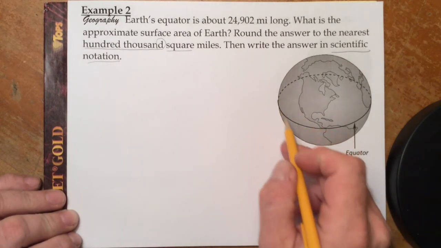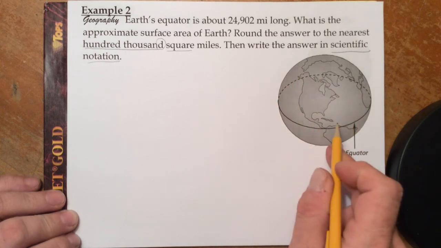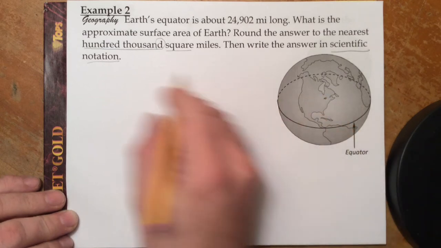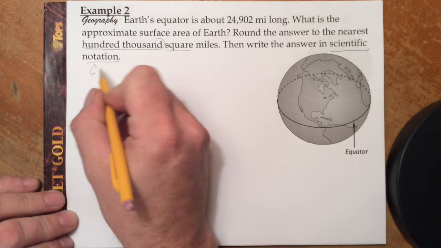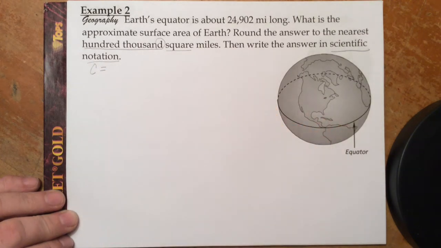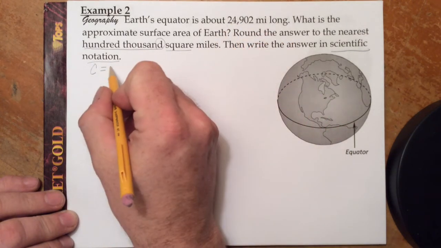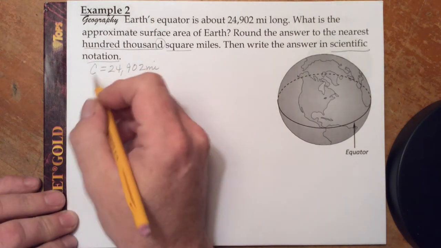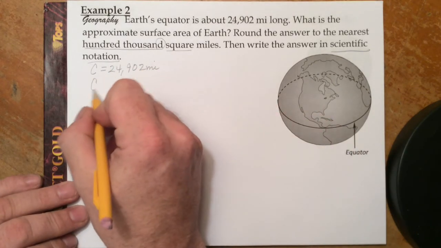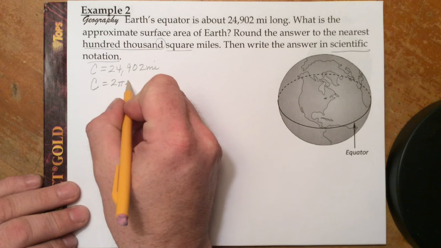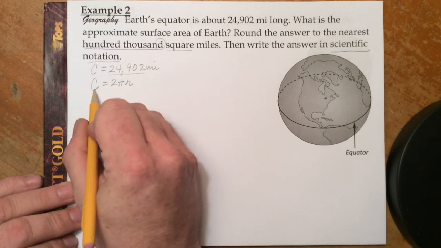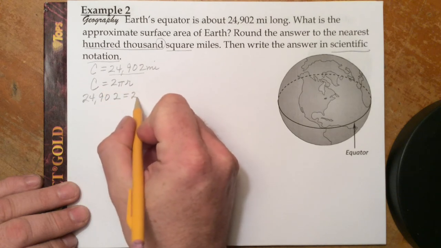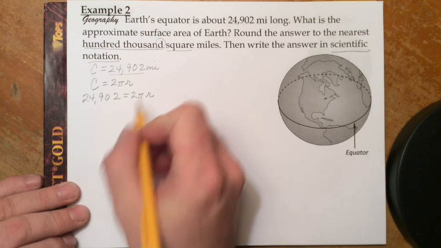So the equator represents a certain type of measurement on a sphere, since it goes all the way around it, and the center is at the center of the sphere. This would be the circumference. So the circumference of the sphere, the Earth, is the equator's length, 24,902 miles. So using the circumference formula for a circle, which is 2 times pi times the radius, we substitute this in for the circumference. 24,902 equals 2 times pi times the radius.